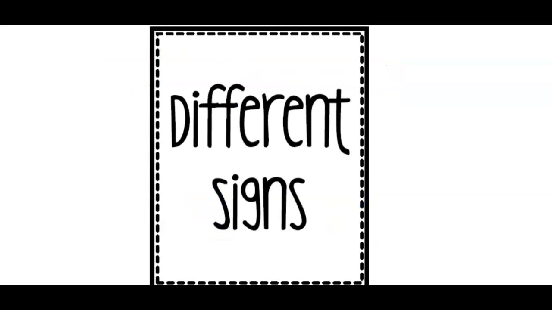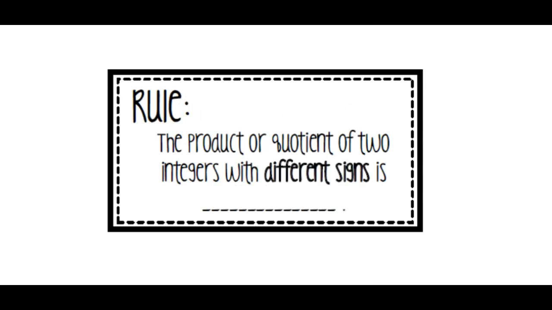So when we talk about different signs, it's really just the opposite of what we were just talking about. We had same signs and we will have different signs. So the product or quotient of two integers with different signs will always be a negative answer.